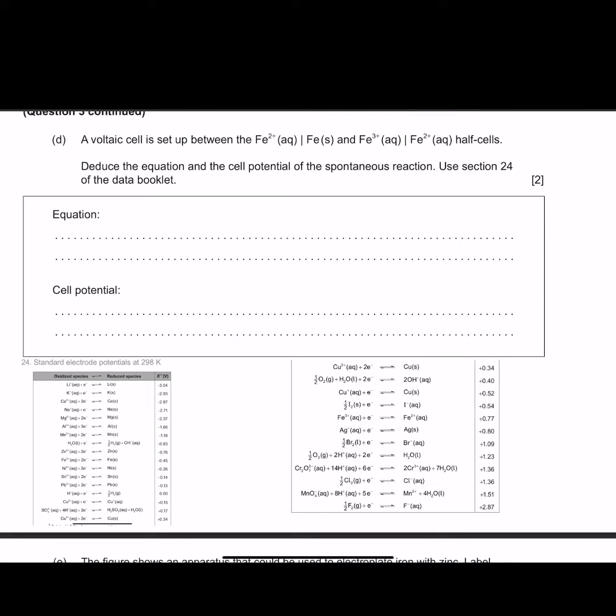So let's move on to option D. A voltaic cell is set up between Fe2 plus and Fe3 plus and Fe2 plus half cells. We have to deduce the equation and cell potential of the spontaneous reaction. It says to use section 24. In section 24, we are given the standard electrode potentials. So let's figure out Fe2 plus and Fe3 plus from here. Here is our Fe2 plus to Fe, and here is our Fe3 plus to Fe2 plus.